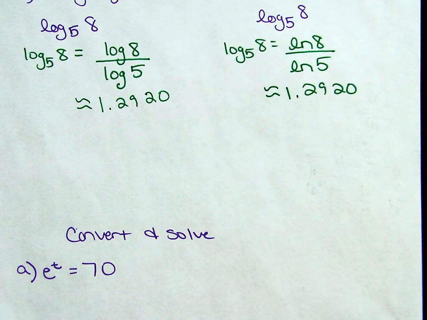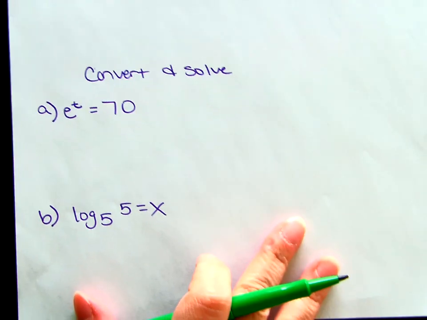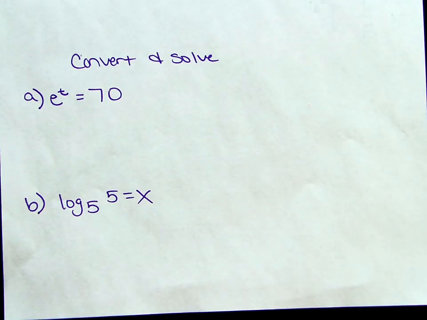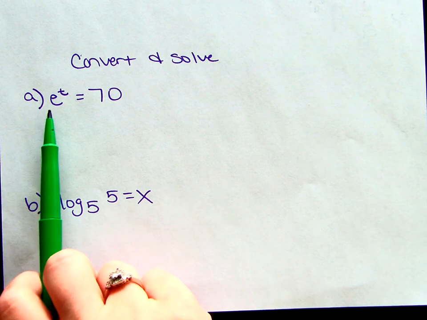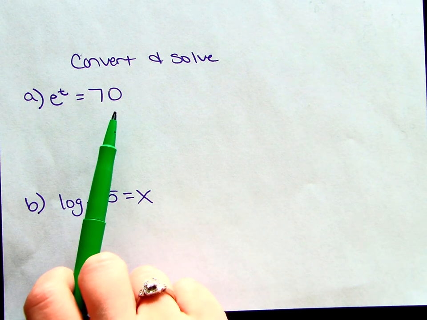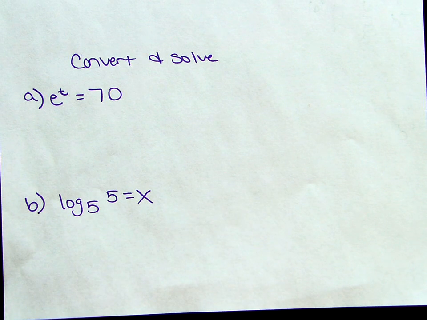All right, let's convert and solve. We finally have something that says solve. These are the first ones where we're actually going to figure out what these different variables represent. Now, on some of these, like A, it says e to the t equals 70. Remember, e is a number, so don't treat it like a variable. We're not trying to figure out what e and t equal. We're just trying to figure out what t is, okay? If it gives us an exponential like this, we're going to have to convert it over to a logarithmic form to solve it.